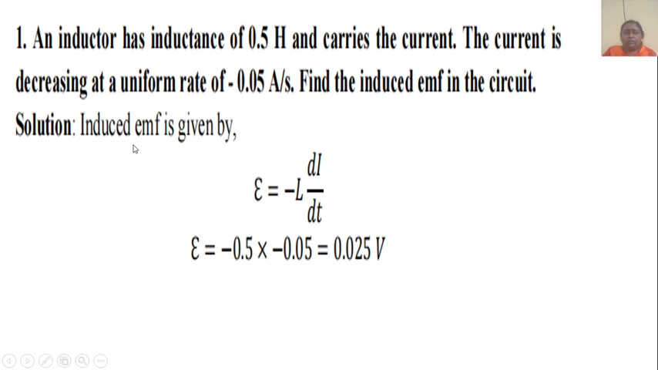Now, induced EMF is given by induced EMF equal to minus L di by dt. So, putting the value here, L equal to 0.5 Henry and di by dt is minus 0.05 ampere per second. So, putting this value, induced EMF equal to minus 0.5 into minus 0.05 equal to 0.025 volt. That is the induced EMF.